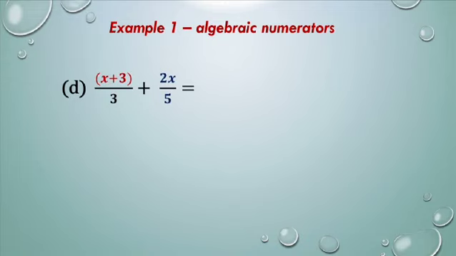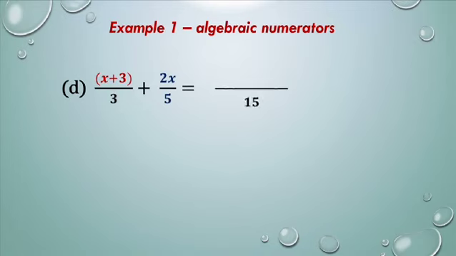Okay, part D, x plus 3 over 3 plus 2x over 5. So here you need to be careful. Very often what students do, they cancel the 3 in the numerator with the 3 in the denominator. You cannot cancel these two. Okay, if you cancel, you need to cancel for x as well. So here the LCM is 15.